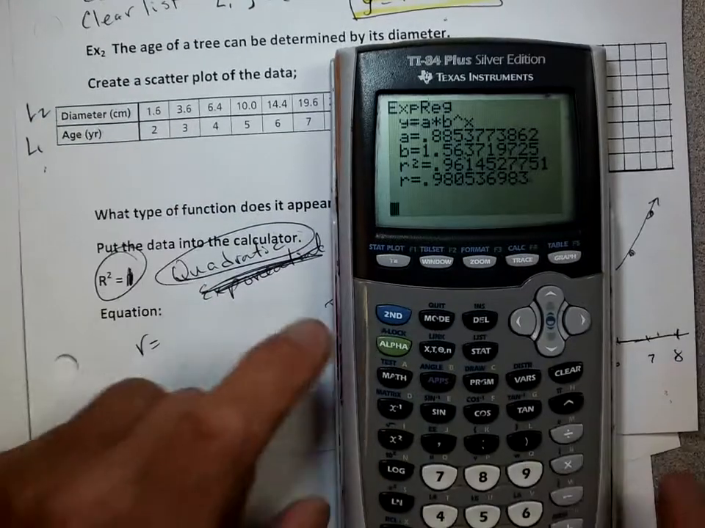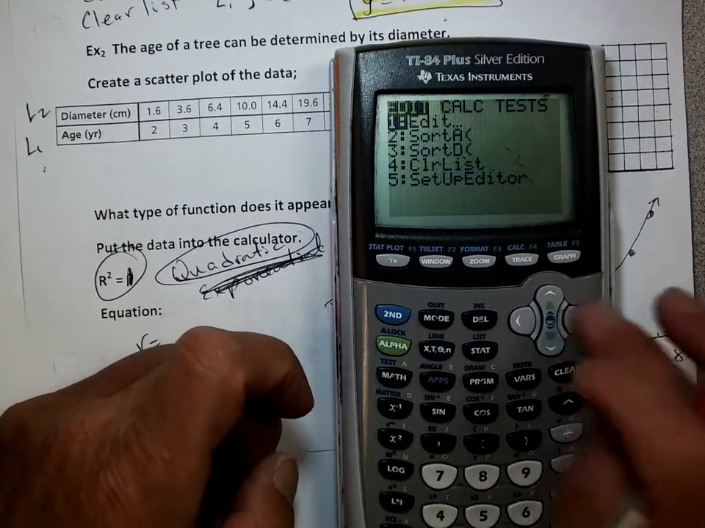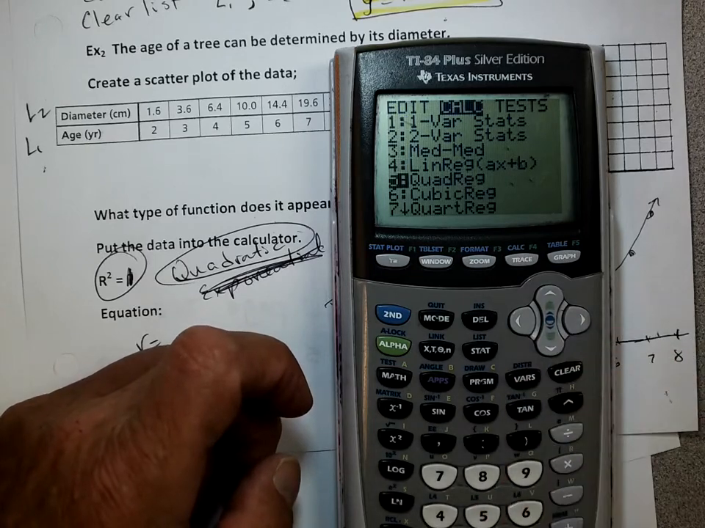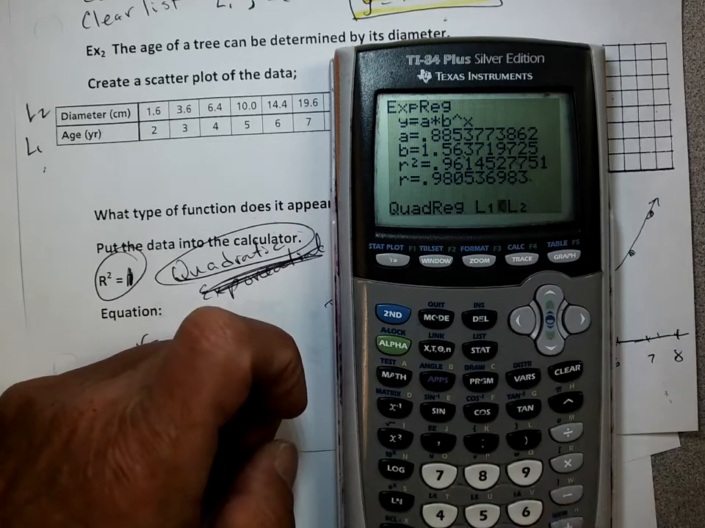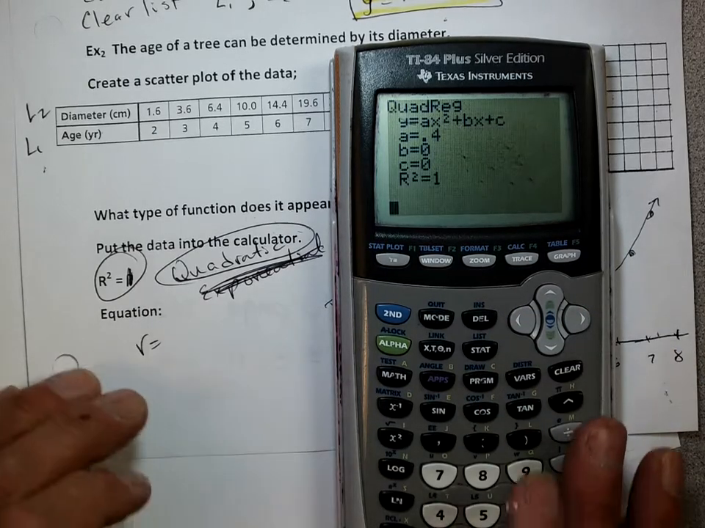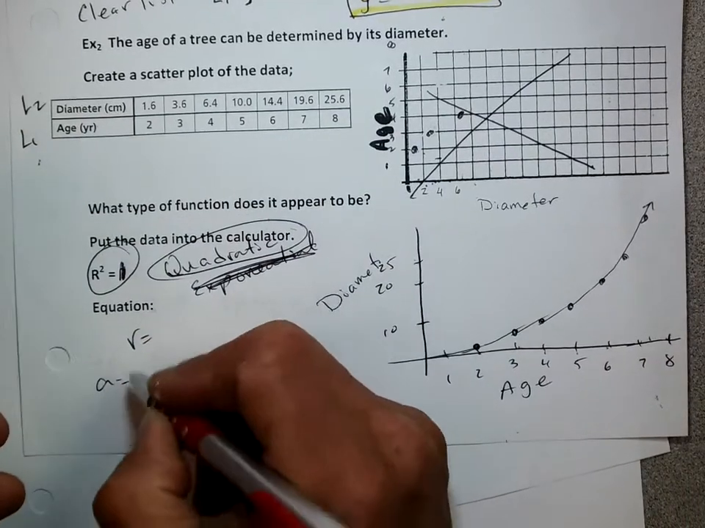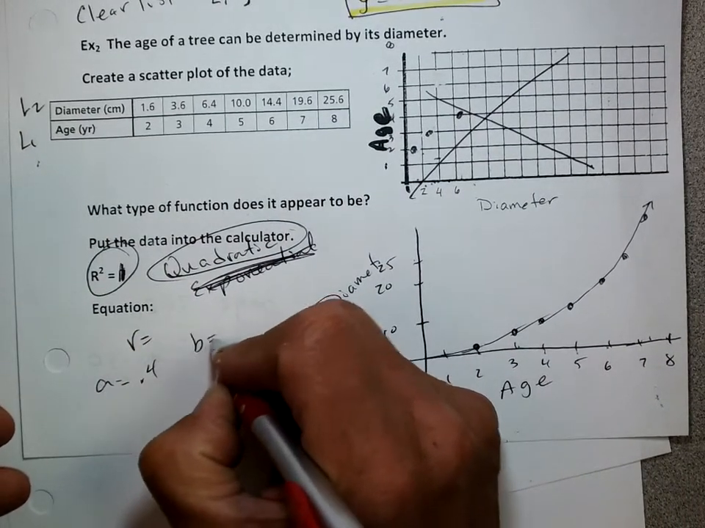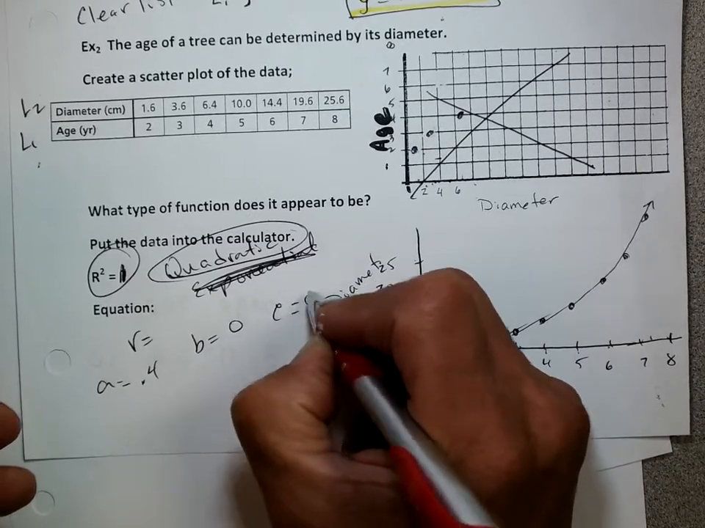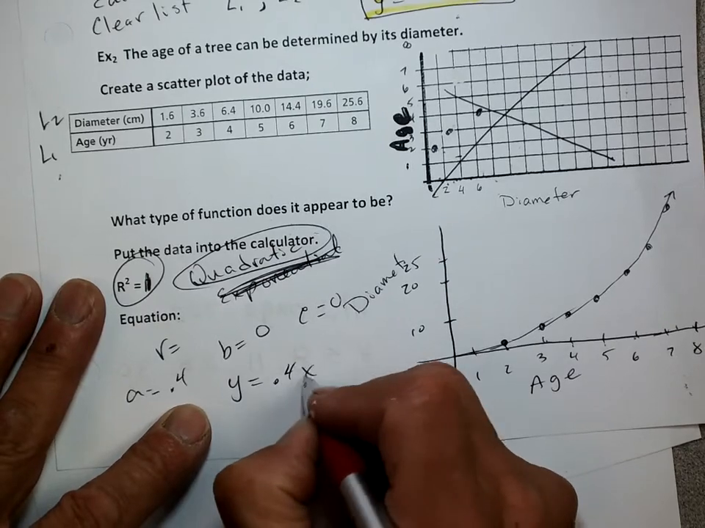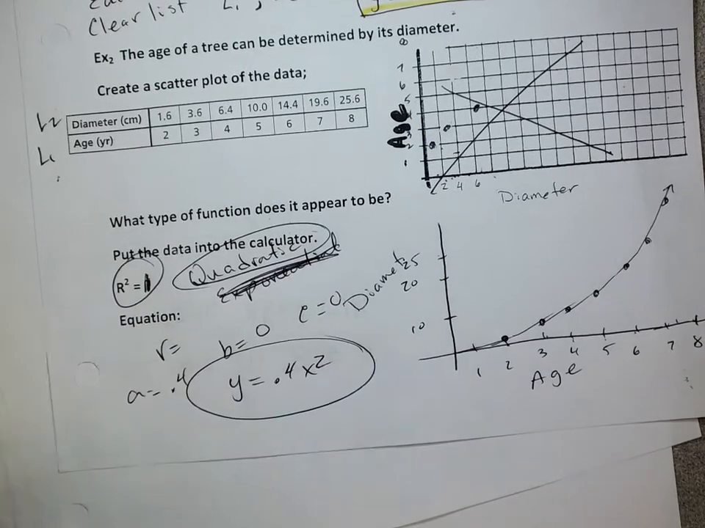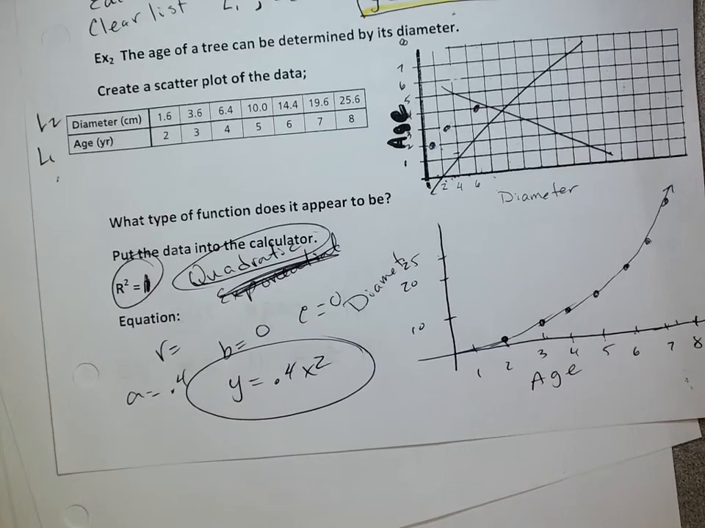So let's go back to, these are quadratic, not the exponential. Okay, I'll go back to my stat again, calculate my quadratic L1, comma, L2. Oops, that's supposed to be a comma. Okay, so here I go. I know that A is 0.4, B is 0, and C is 0. Well, this is an easy equation. It's just going to be y equals 0.4x squared, plus 0, right? Okay, pretty easy, right?